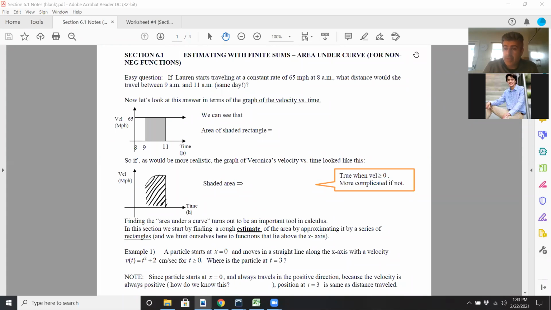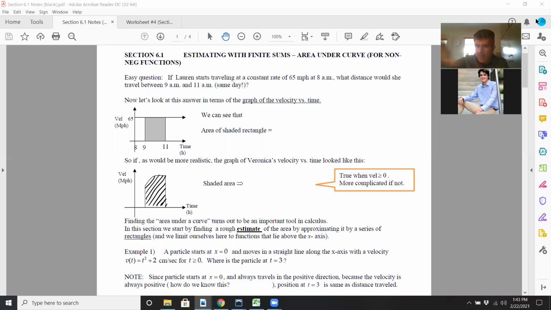We'll just start with a very basic question. Lauren's traveling at a constant rate of 65 miles per hour, so constant. Maybe she's on Highway 5 going towards Los Angeles or San Diego, where you have just flat road for hundreds of miles. Maybe you're on cruise control. I don't know. And she starts at 8 a.m. Okay, fine. What distance would she have traveled between 9 a.m. and 11 a.m.? Same day, mind you.